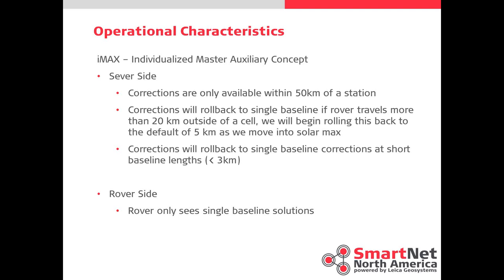So again, with MAX, most all the processing happens on the rover. So there's a lot more intelligence in the rover firmware. With iMax, there's not as much intelligence on the rover. It thinks of it as single baseline only, so most of the intelligence has to be handled on the server side. So rover side, with iMax, the rover only sees a single baseline solution, no matter if it's at 50 kilometers or at 3 kilometers. It always sees a single baseline solution. It's just that what's contained in that solution from the server is going to depend on where you're at in the network.